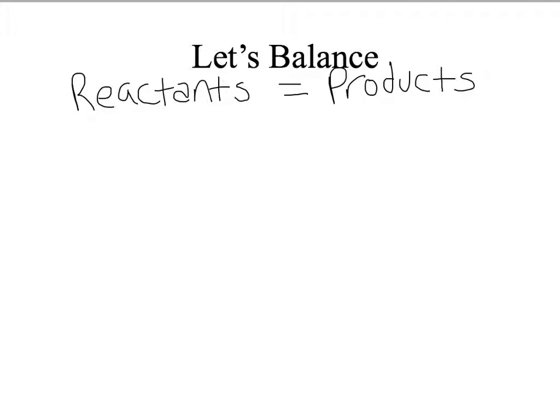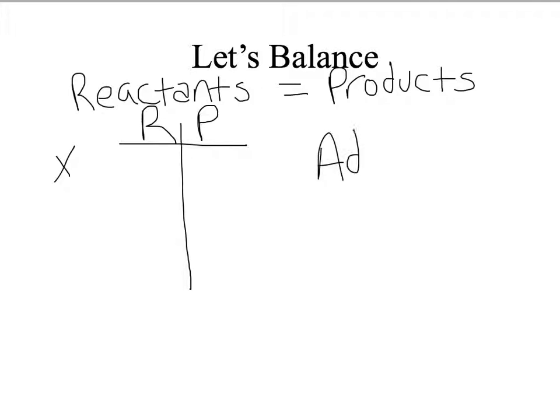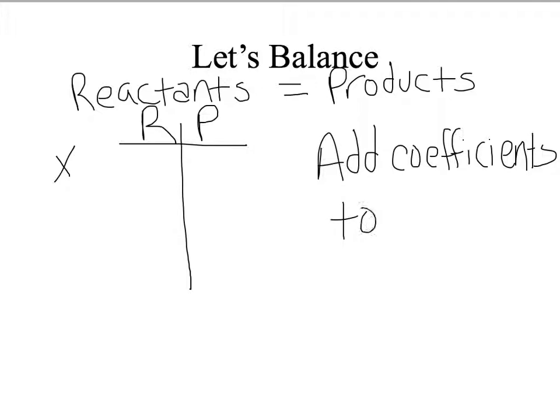So one of the things that we do is we make something I like to call a RIP chart. R-I-P. Well, the I isn't really there. I list all the reactants over here and products, and we make charts of their numbers. And we add coefficients to balance. Alright, so let's try one.